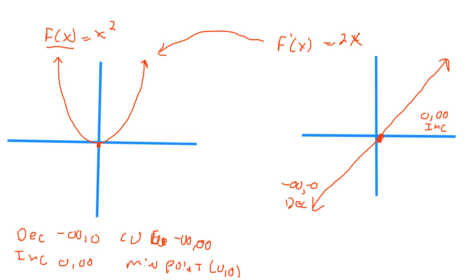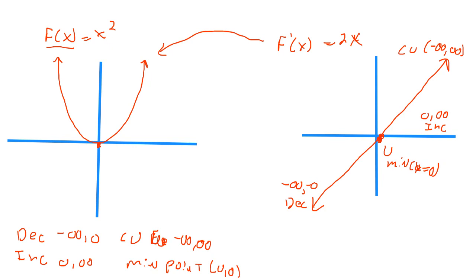Since it's crossing the x-axis here, it's decreasing, then increasing. So decrease and increase. We know there's a minimum point at x equals 0. Now, concavity: since it has a positive slope everywhere, we know it's concave up from negative infinity to infinity.